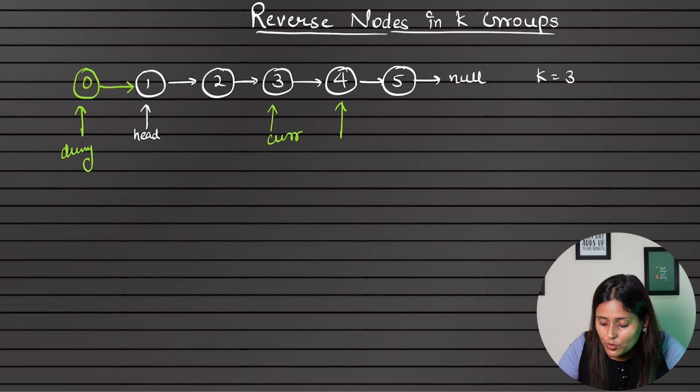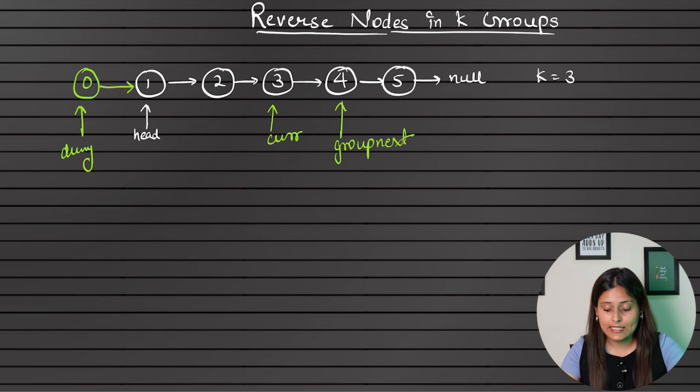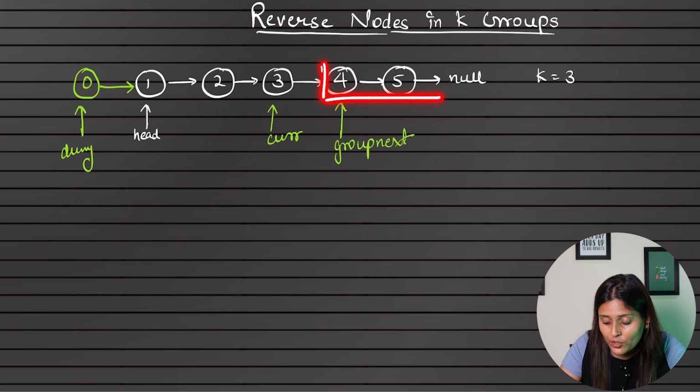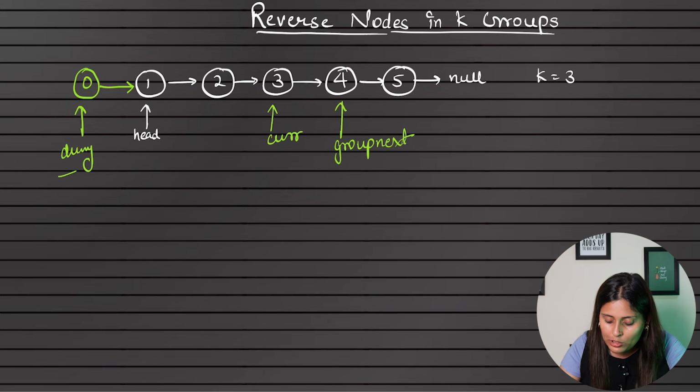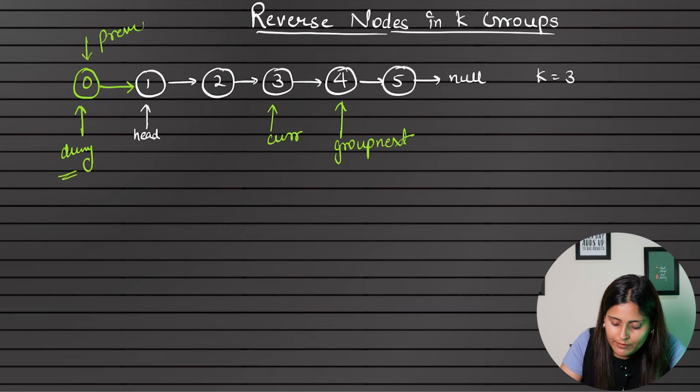And this is my next group. Can I say group next? Yes, this is going to be my next group. This is my current group. And can I say this is my previous group? Yes. Although it is a dummy, let's say previous group also.